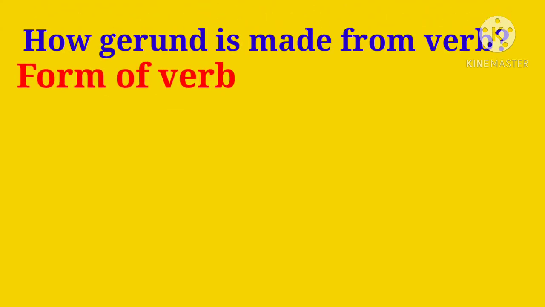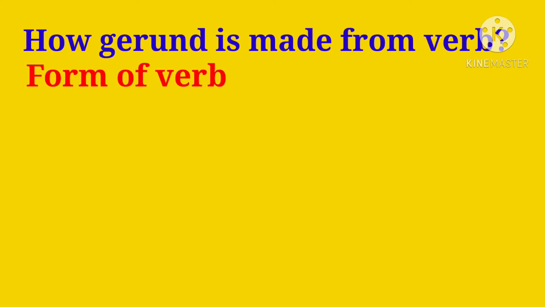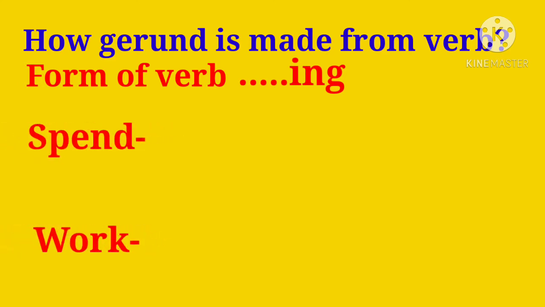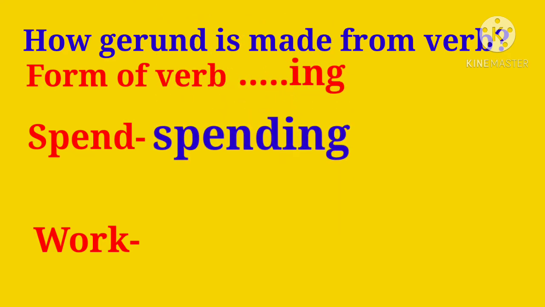Students, as I told you, gerund is a form of verb that ends with suffix ing. Let us see how gerund is made from verb. For example, let us look at these two verbs, spend and work. Students, spend and work are the base form of the verb. Now, in these two examples, I have converted base form of the verb spend into gerund, that is spending.